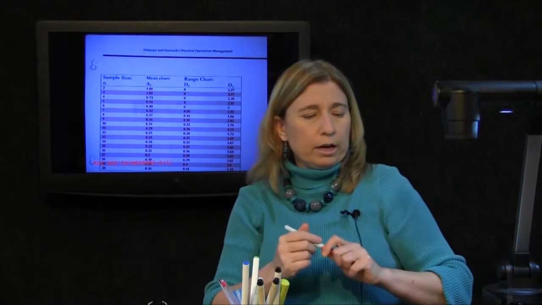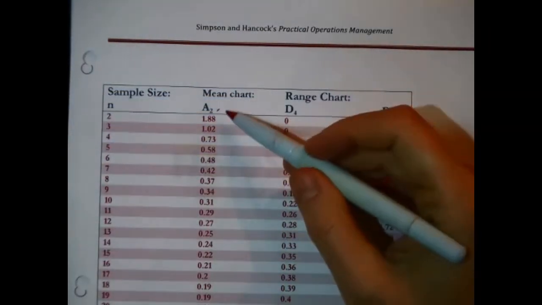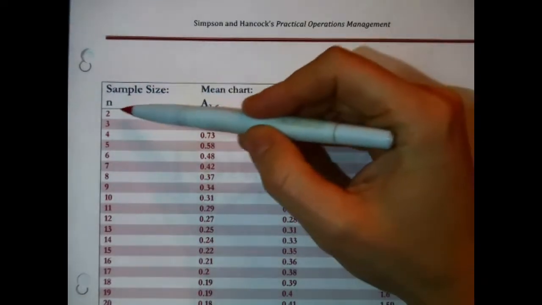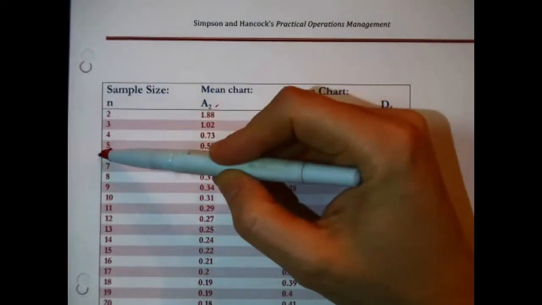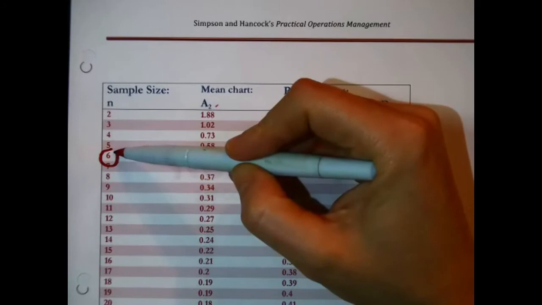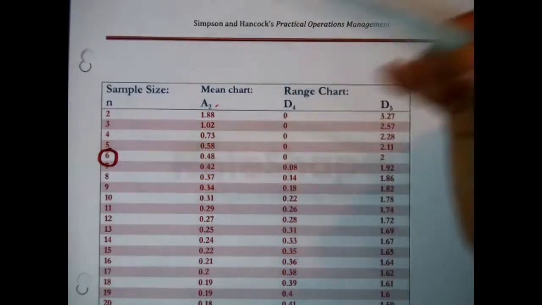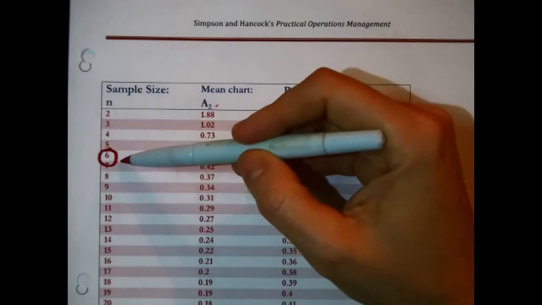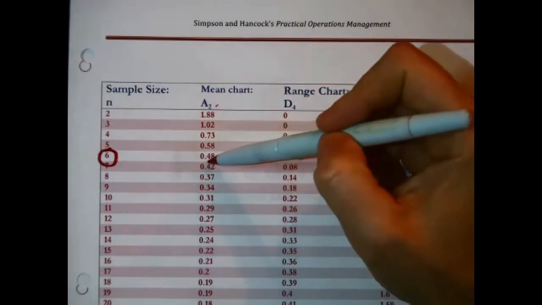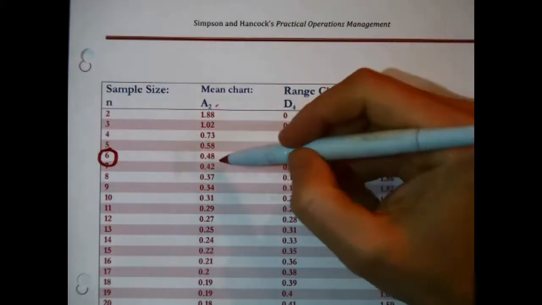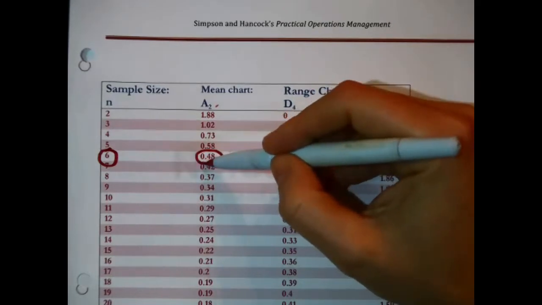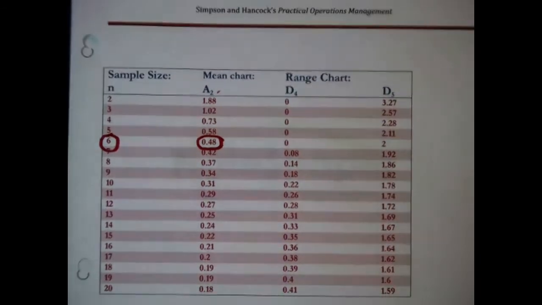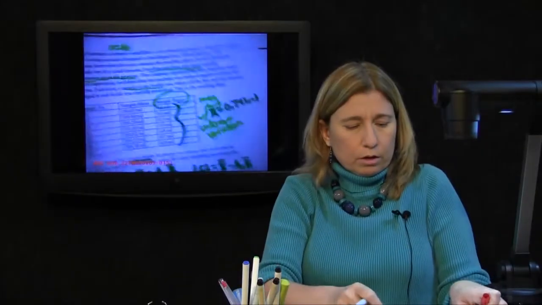We look up A2. See where it says mean chart? A2, that's telling us it's one of these numbers. We look up according to the sample size. That's why I was so interested in that fact when they said their samples were of 6 bottles, because the factor we need in order to draw these limits is on this row, n equals 6, which means it's this number right here, 0.48. I just need to remember that.